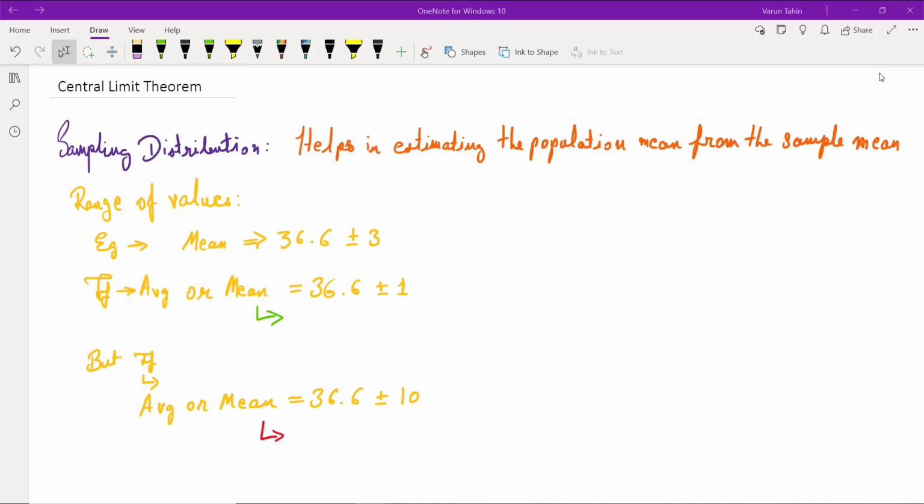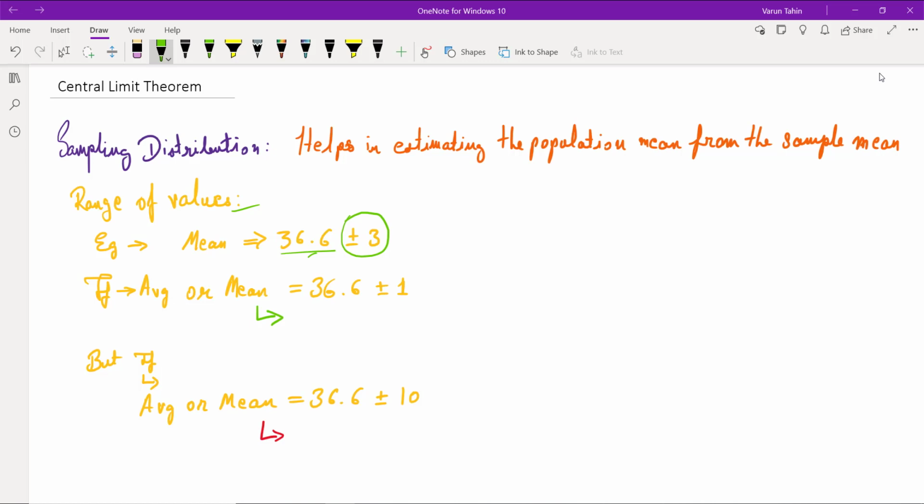Now let us understand the concept of sampling distribution. So sampling distribution helps in estimating the population mean from the sample mean, right? So let's say that we have a sample population and we are calculating its mean, and now we want to approximate the value of that mean to the population mean. Okay, now this is denoted by range of values. Okay, so let's say that we have calculated the sample mean as 36.6, but during calculation of the population mean, we have to consider some error value or some correction on top of it, because this is not exact. So this means that the population mean can lie 3 point ahead or 3 point below the sample mean.